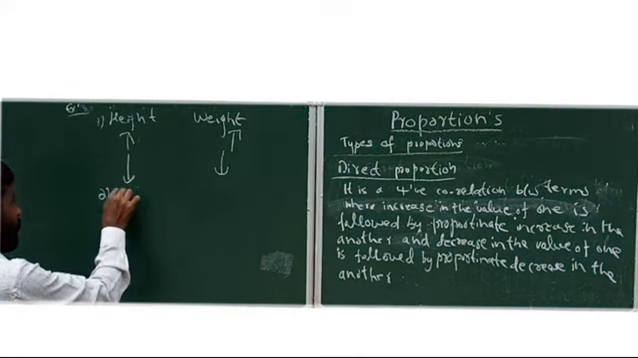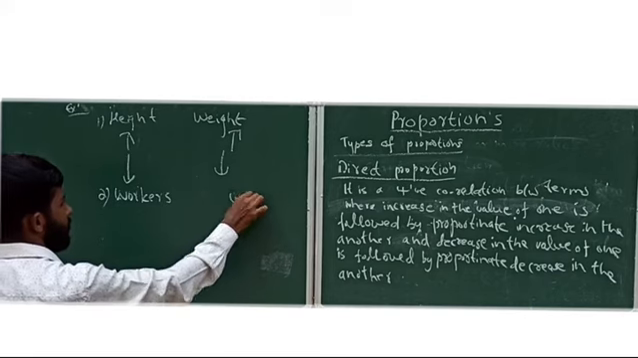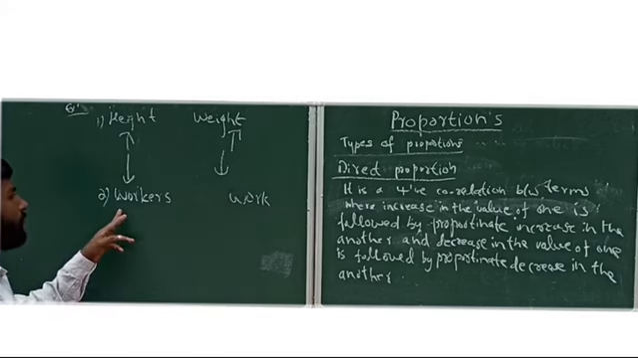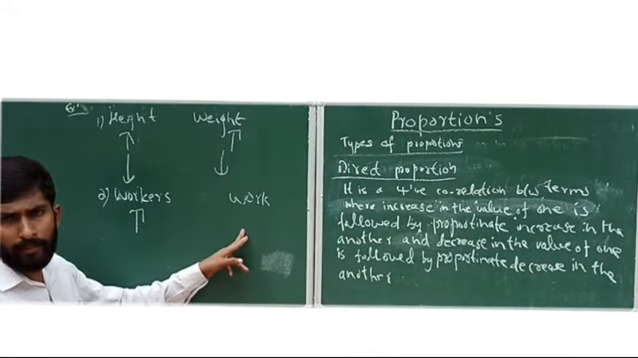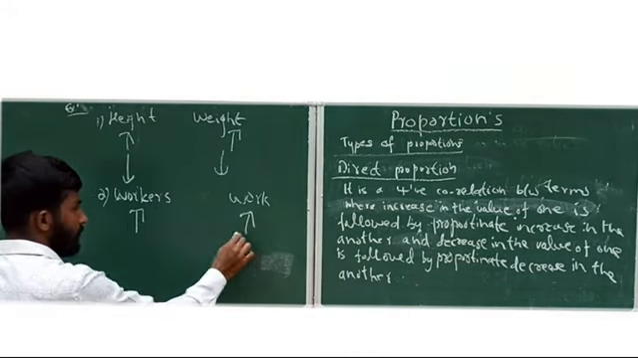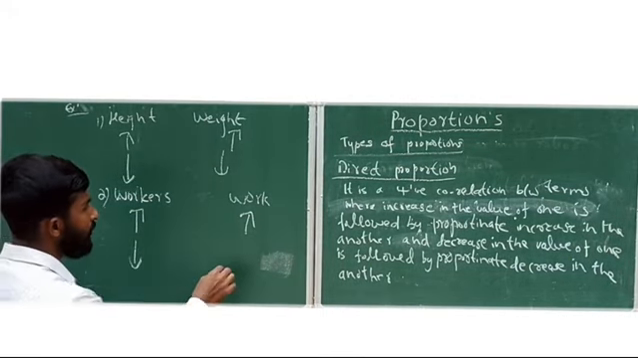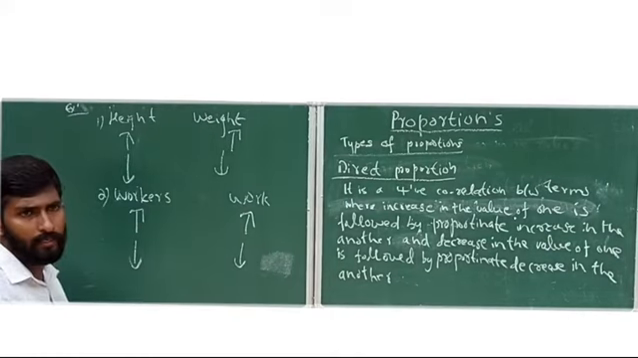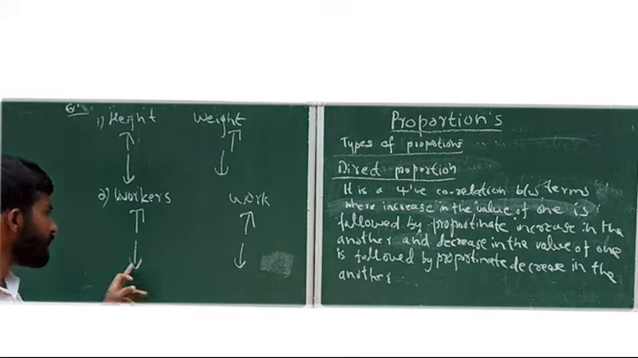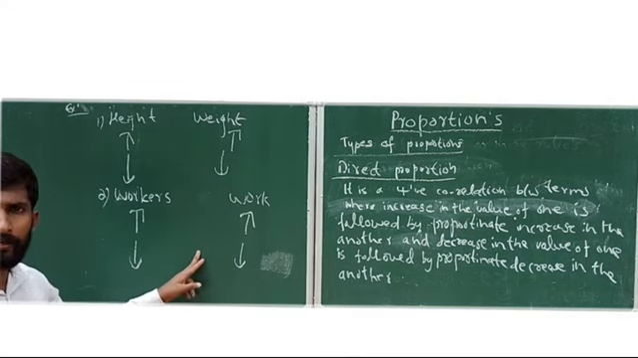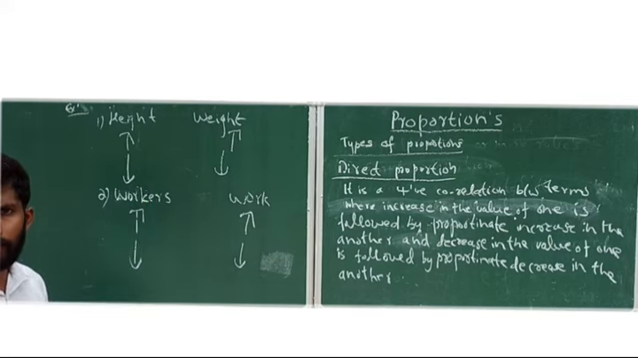See the second example, workers and work. See, the number of workers increases, the work done by those workers also increases. Suppose the number of workers decreases, clearly the work done by those people again decreases. Again see, increases means increases, decreases means decreases. You can see the positive correlation. Therefore, it's an example for direct proportion.